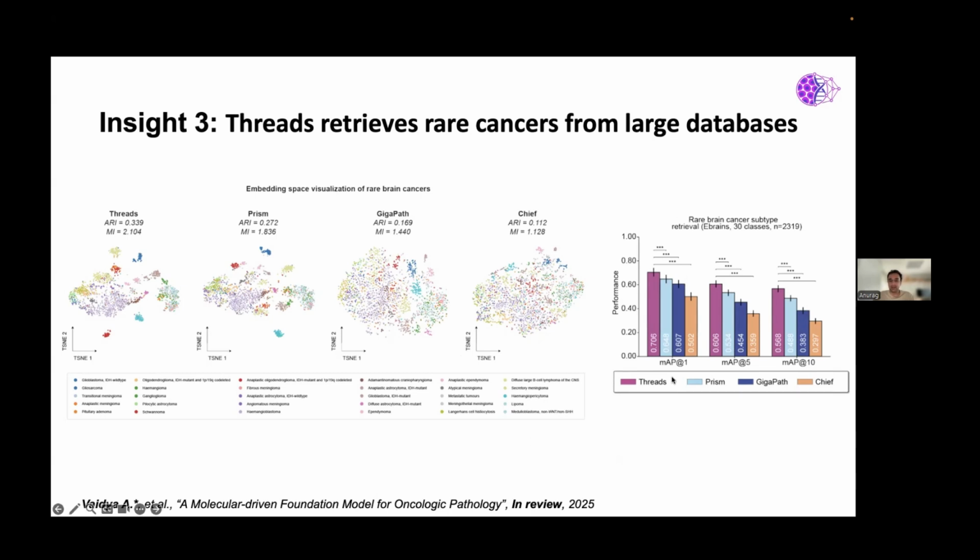And you can see that just with one sample, 5 samples, and 10 samples, Threads is able to retrieve the samples more correctly. And why is this happening? If you take a look at the embedding space for eBrains, which is shown on the left here, Threads is able to just cluster these samples much better than any of the other slide representation models.